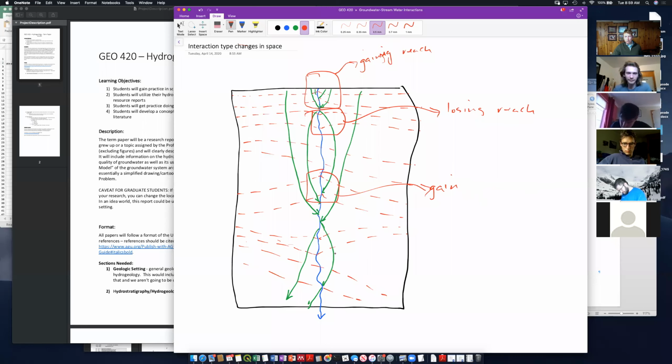Down here, we've got a flow through reach. These interaction types change rapidly in space and in time. This flow through reach could be migrating up and down, or changing from a losing to a flow through. These interactions change both in space and time, and one location here might be gaining during one portion of the year and losing during another.